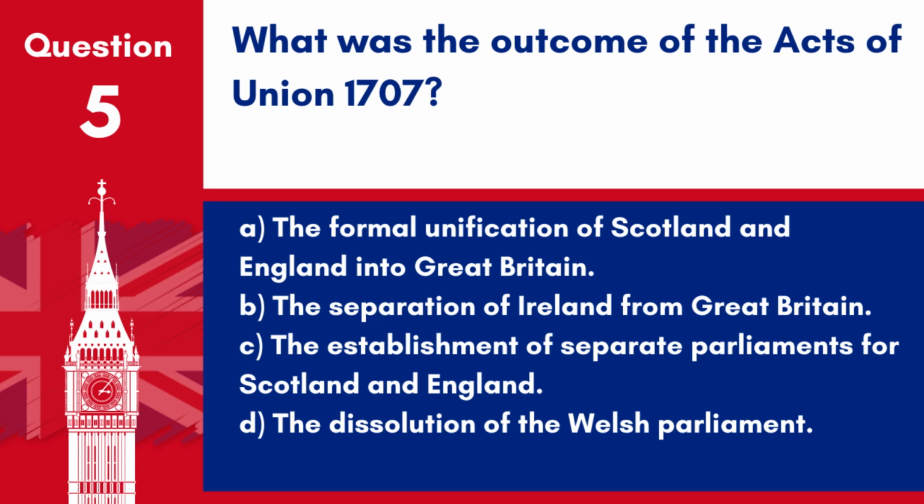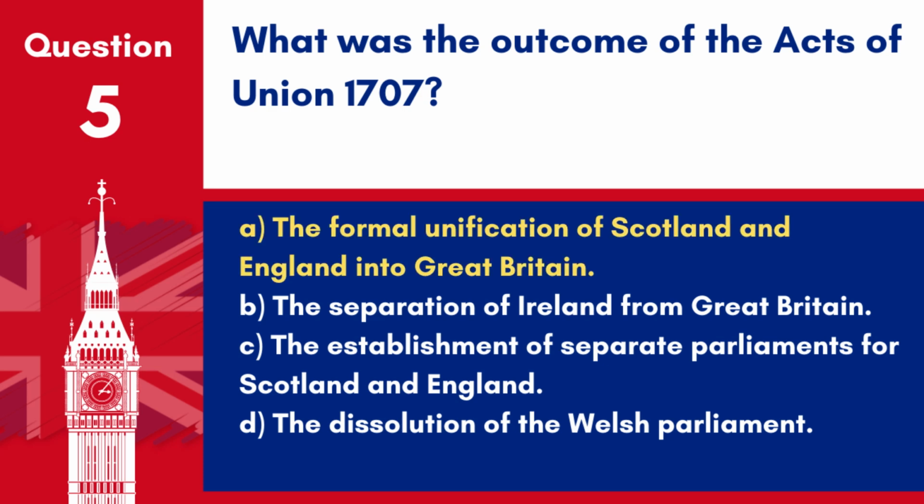Question 5. What was the outcome of the Acts of Union 1707? A. The formal unification of Scotland and England into Great Britain. B. The separation of Ireland from Great Britain. C. The establishment of separate parliaments for Scotland and England. D. The dissolution of the Welsh Parliament.